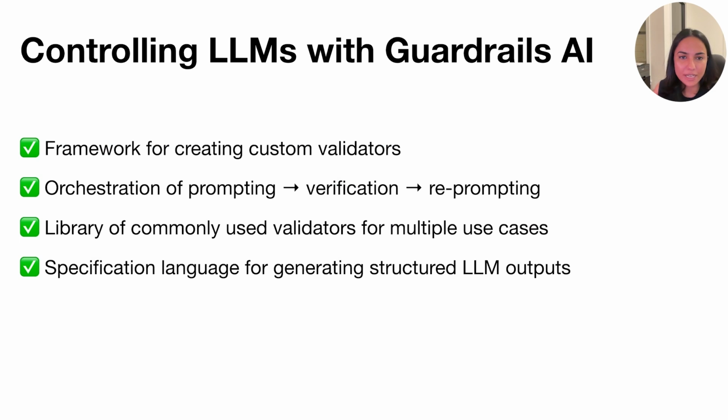So that is a framework that allows us to ensure guarantees, et cetera. But what does Guardrails AI provide you if you're building LLM applications in this manner? So Guardrails AI, first and foremost, gives you a very general framework for creating custom validators. It also implements the whole orchestration of prompting and verification and reprompting. It comes with a library of commonly used validators for multiple use cases.